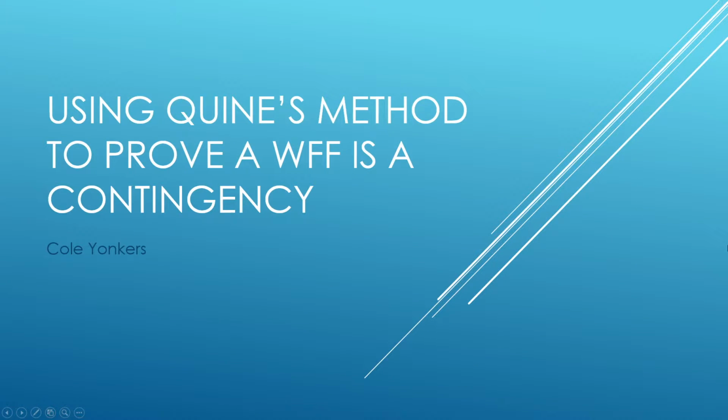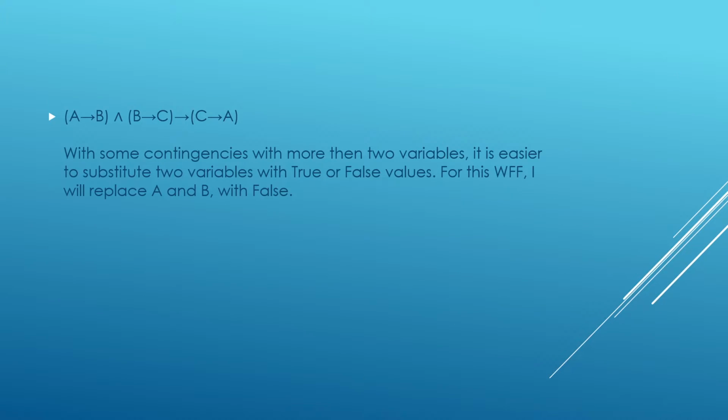Today I will be presenting question 4 on E and F on homework 2. The questions ask you to use Quine's method to prove that each well-formed formula is a contingency. Quine's method is a method of removing one value and replacing it with true or false within the equation. And a contingency is a well-formed formula that has the outcomes true and false. And you can use Quine's method to find these outcomes.